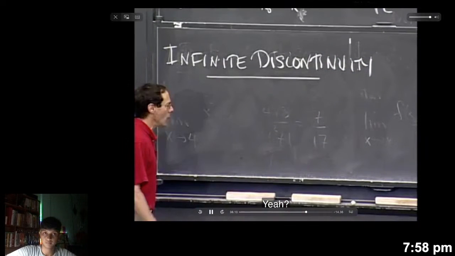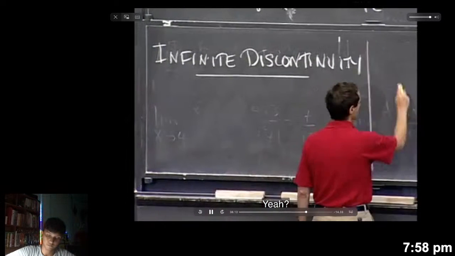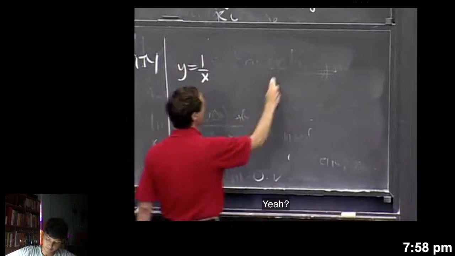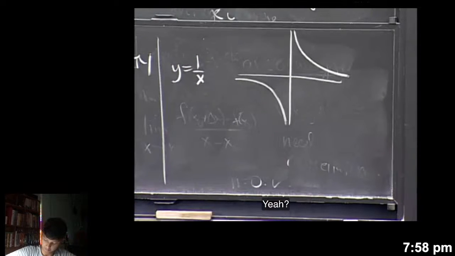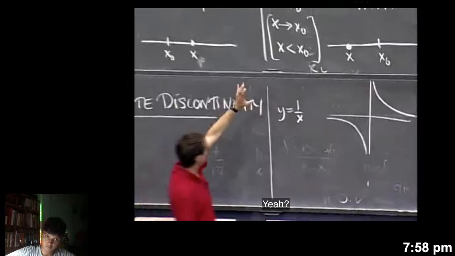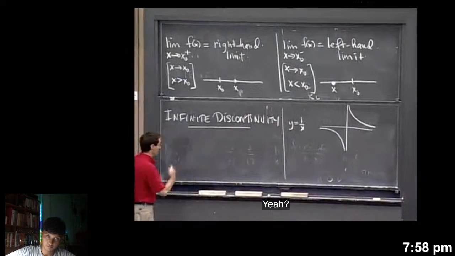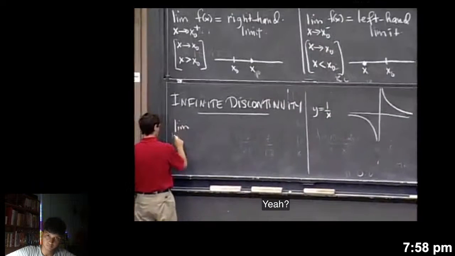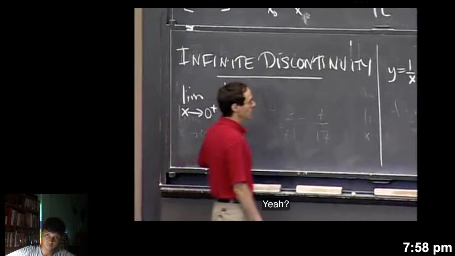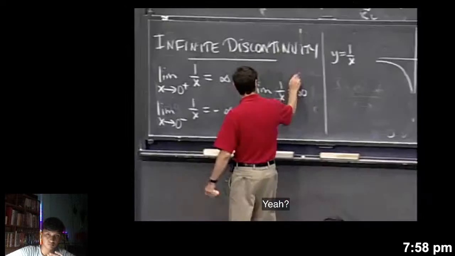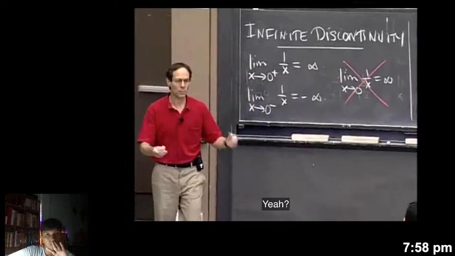Remember, the function y is 1 over x. It's the graph of 1 over x. And the convenience here of distinguishing the left and the right-hand limits is very important, because here I can write down that the limit as x goes to 0 plus of 1 over x. Well, that is going down. It's the statement that the limit as x goes to 0 of 1 over x is infinity is simply wrong.